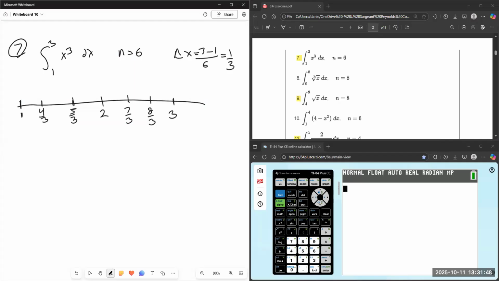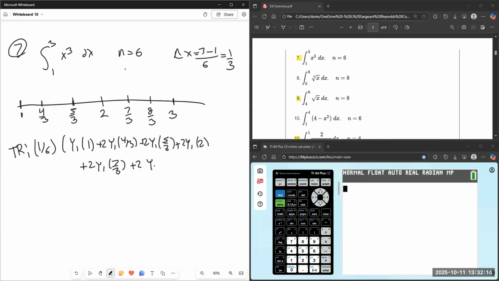So trapezoidal rule here is half of a third, which is a sixth. And then this is going to be y1 of 1 plus 2y1 of 4/3 plus 2y1 of 5/3 plus 2y1 of 2 plus 2y1 of 7/3 plus 2y1 of 8/3 plus y1 of 3.